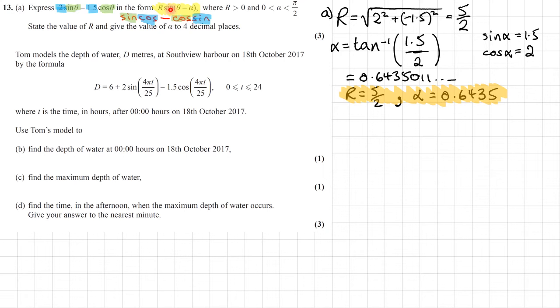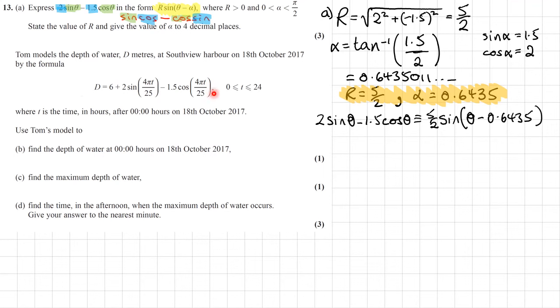Well, actually, before we move on to part B, let's write it fully in that form. So we have that 2 sine theta minus 1.5 cos theta is equivalent to 5 over 2 sine theta minus 0.6435. So that's probably better because this is going to be more useful for the next part of the question. Now it says here, Tom models the depth of water D meters at Southview Harbour on the 18th of September 2017 by this formula here.